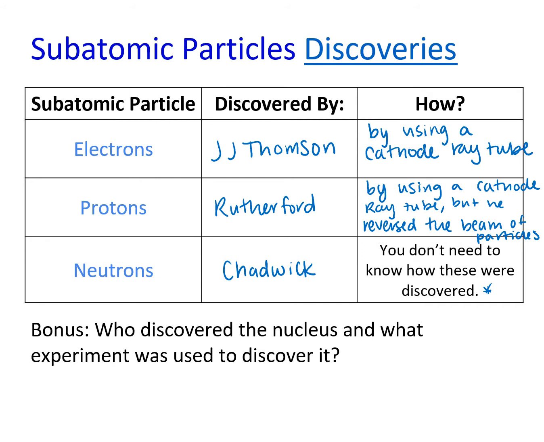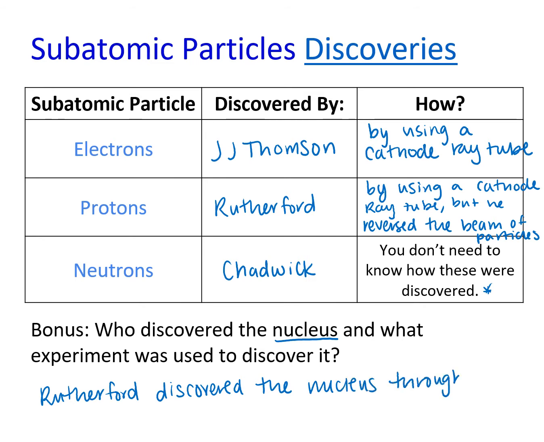The last important thing about an atom was the discovery of a nucleus, that small dense center. The nucleus was discovered by Ernest Rutherford, and he discovered the nucleus through a very important experiment called the gold foil experiment. And the gold foil experiment was when Rutherford fired a beam of alpha particles, so think about them as like small spheres, at a piece of gold foil.